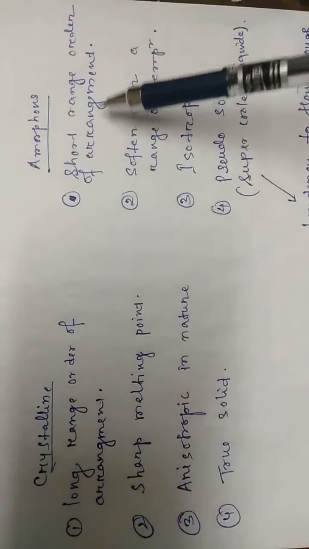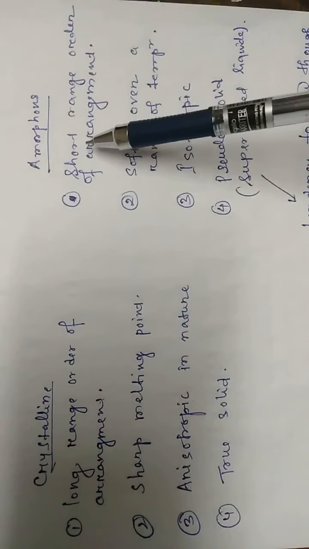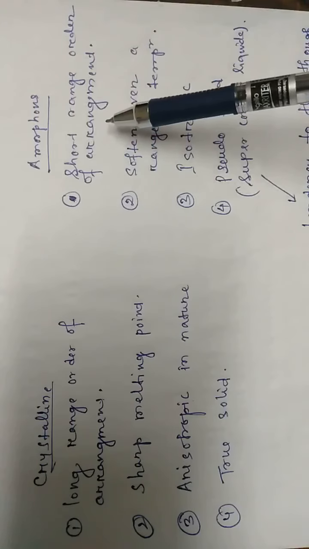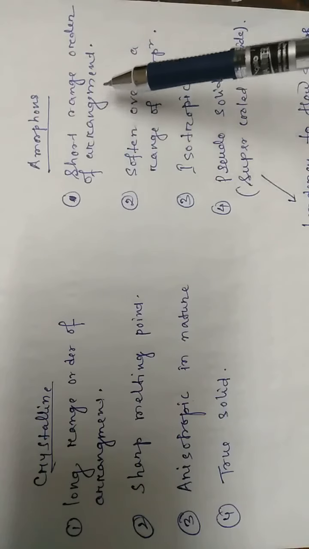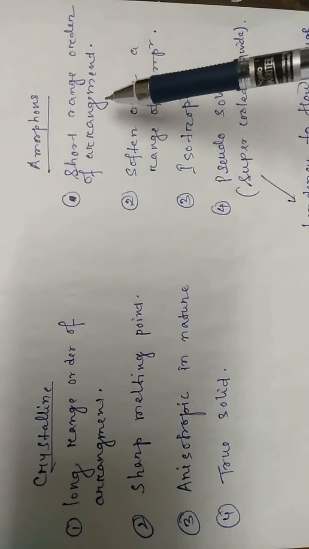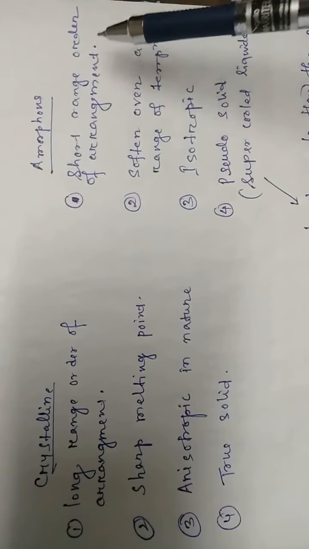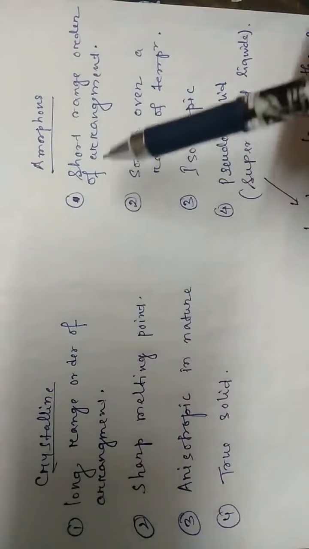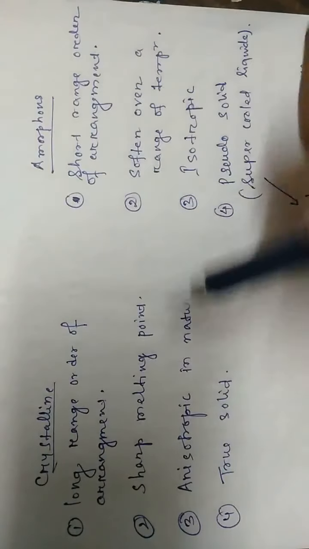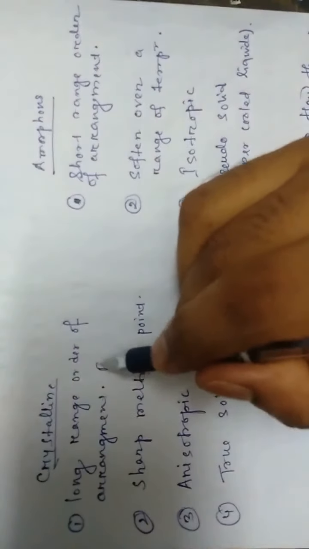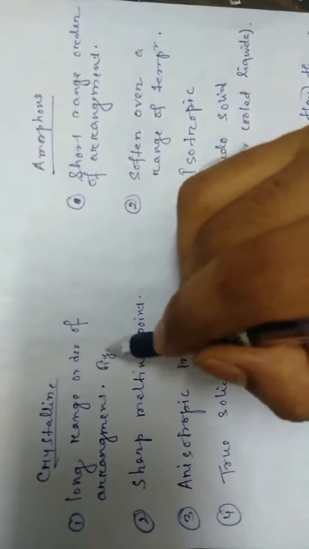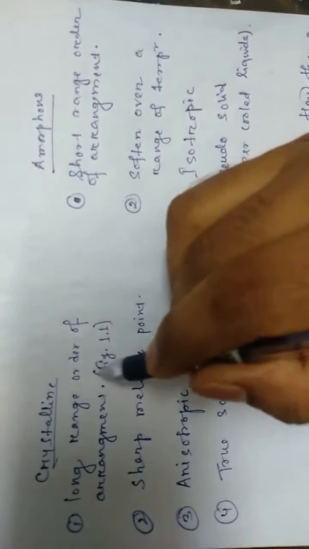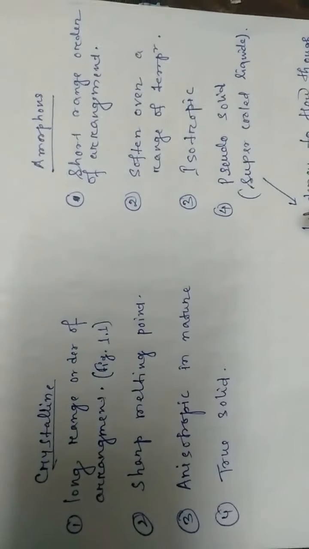But in an amorphous solid, constituent particles have short range order of arrangement. That means at different parts of the solid, the arrangement of the constituent particles is different. These two types of arrangement, long range order and short range order, are shown in figure number 1.1 from your textbook.